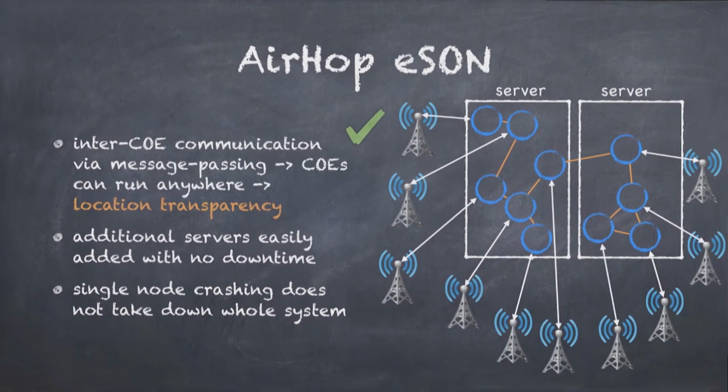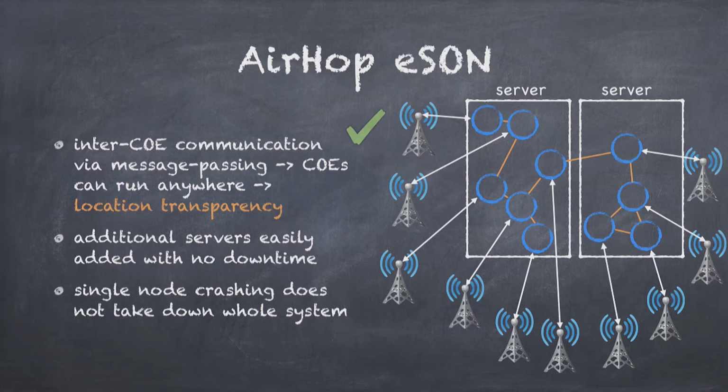The name of the product that we created is called eSON. SON is the telecom term for self-organizing network, and eSON is just our trade name for it. With eSON, the inter-COE communication is, as I said, via message passing. What that means is that the COEs can run anywhere as long as they have communication capability. That gives them this location transparency property. That means they can run on any node.